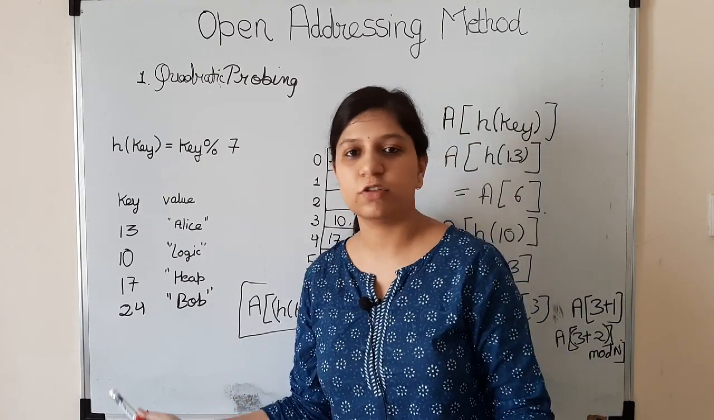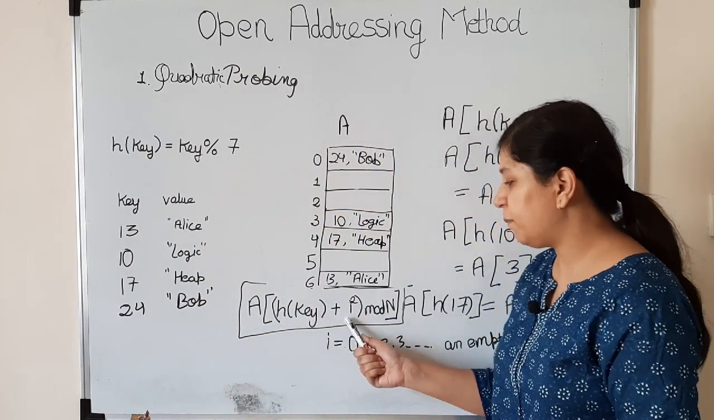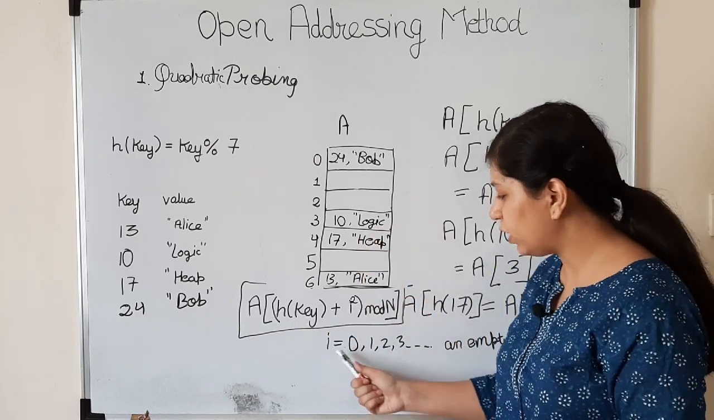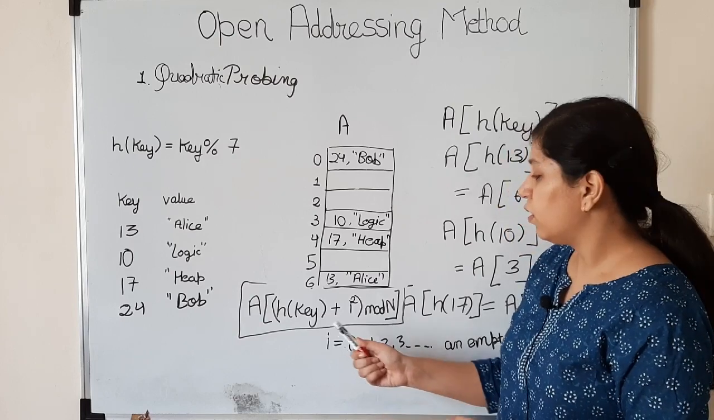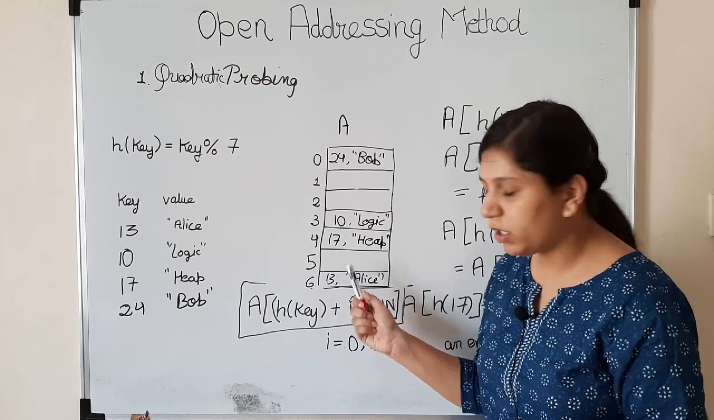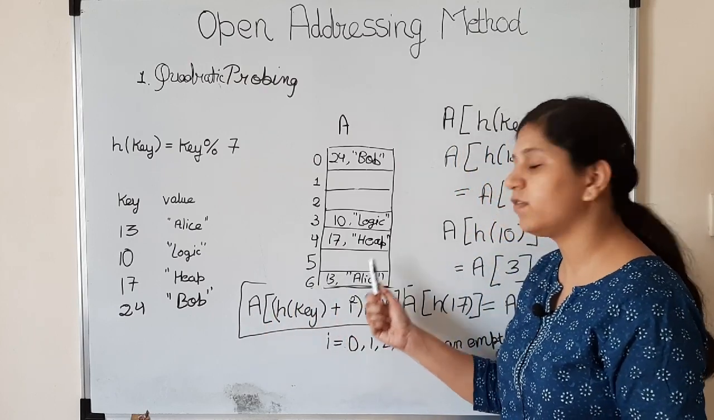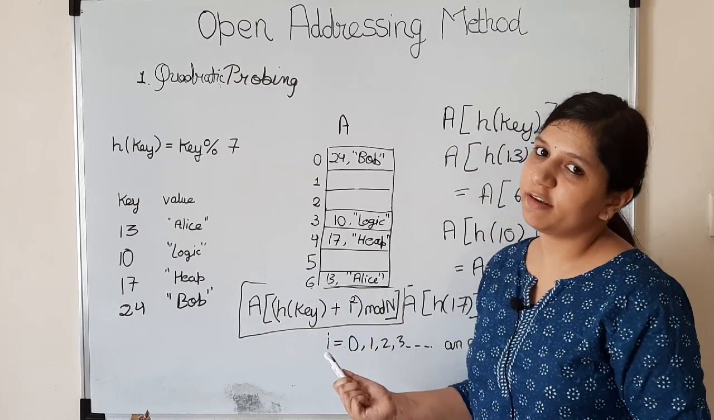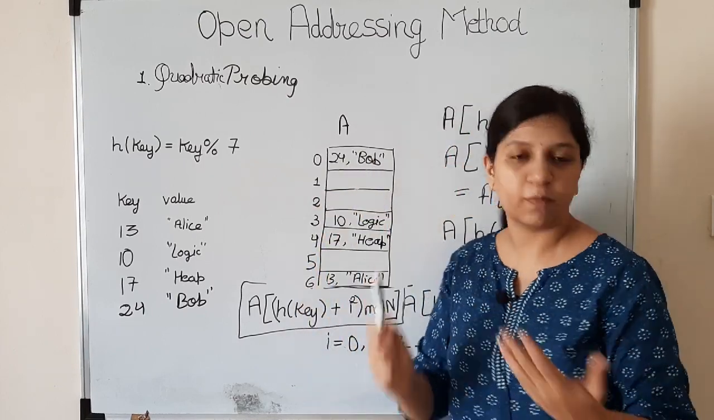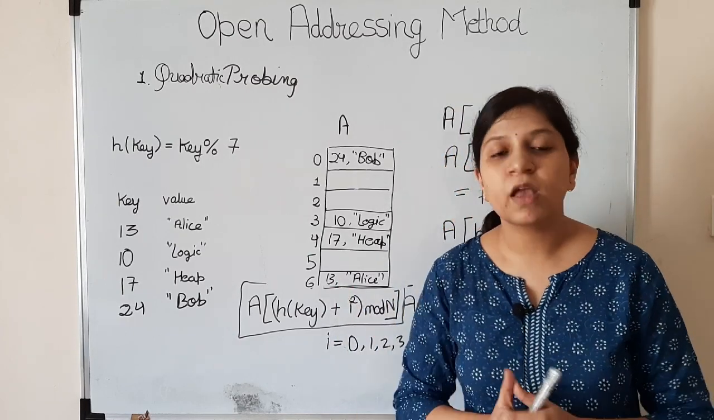Suppose again you need to search for 24 bob. So 24 modulo 7 is 3. A3 plus 0 mod n. i initially is 0. So you will search at A3. Then you will increase the i as 1. So A3 plus 1 mod n. At A4 you will search, it is again not equal. Then you will increase i to 2. So A3 plus 2 square is 4. 7 mod 7. At A0 you will look for the value. Yes, it is present. So you will return bob here. So that's how you can do insertion and search in case of quadratic probing.